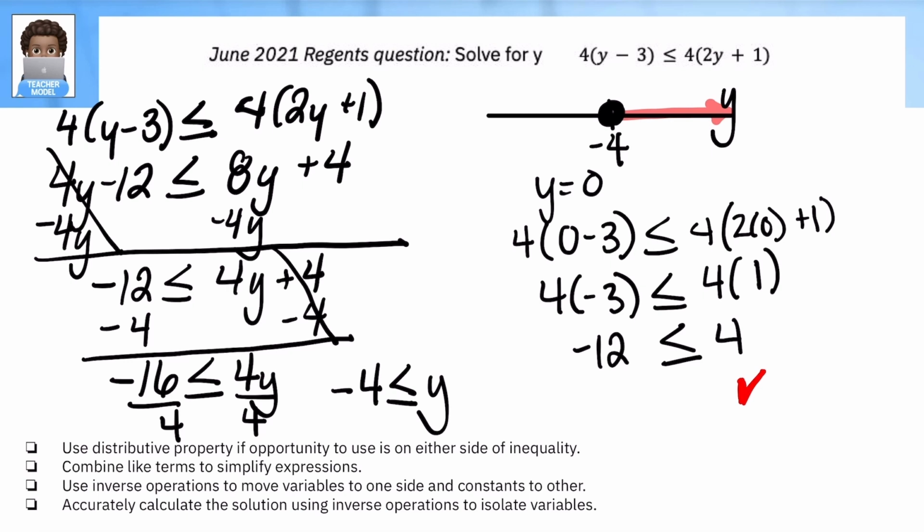All right, so let's look at our criteria for success. Did I recognize when to distribute? Absolutely. I could see it right away. Did I combine any like terms? Well, in this case, I didn't really have any like terms to do. I did use my inverse operations to move. I made a decision. I decided to move this term over here to this side. And I also accurately found my solution and isolated my variable, and I went further and checked my work.